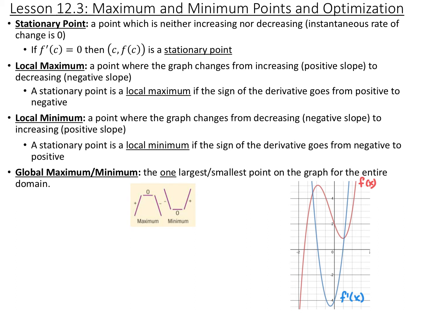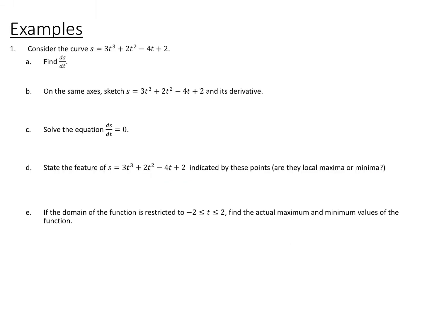A global max or min is the one largest or the one smallest point on the entire graph for the given domain. So in this example, we have s equals 3t cubed plus 2t squared minus 4t plus 2. And we want to find ds/dt, so the derivative of s with respect to t. We want to sketch the function s equals 3t cubed plus 2t squared minus 4t plus 2 and its derivative on the same axes. And then we want to solve the equation where the derivative is equal to 0. So go ahead and pause the video and do parts A through C.